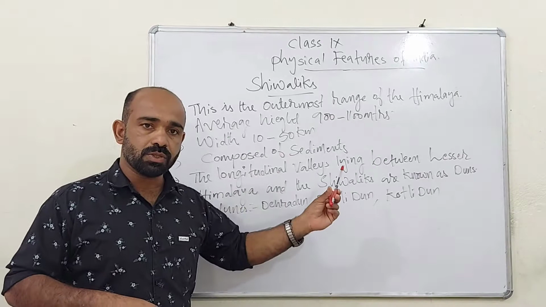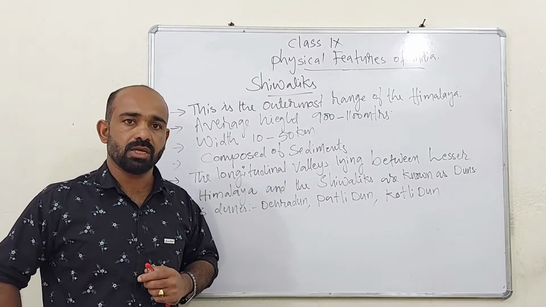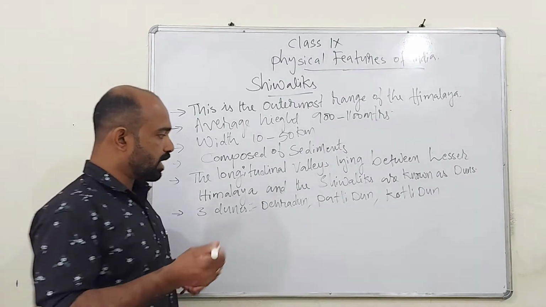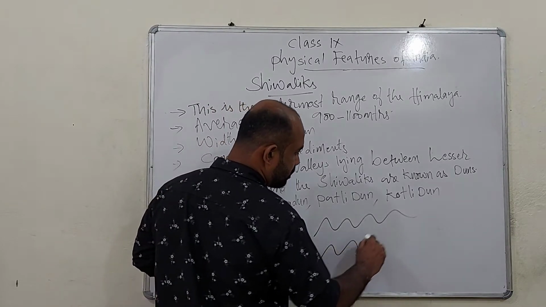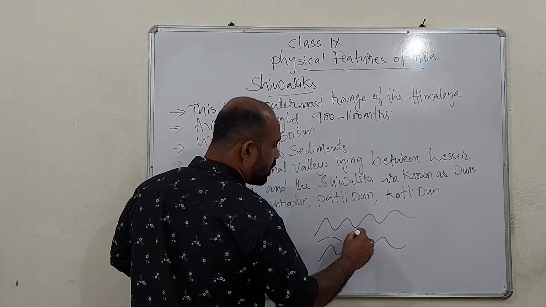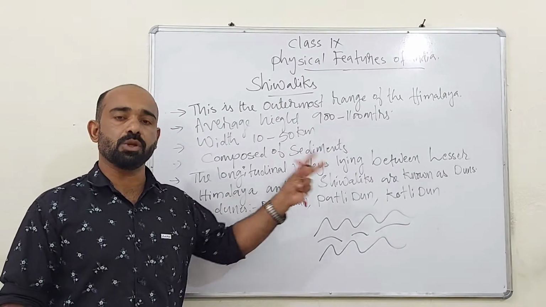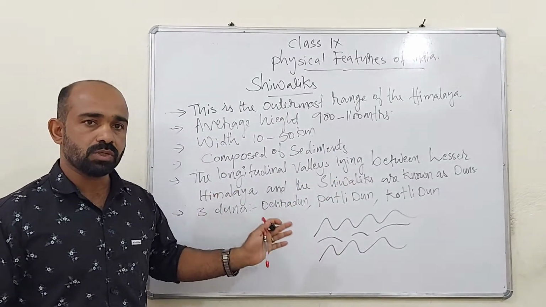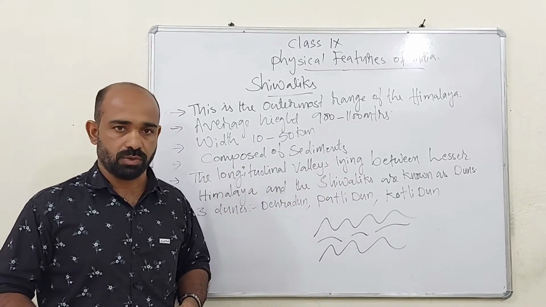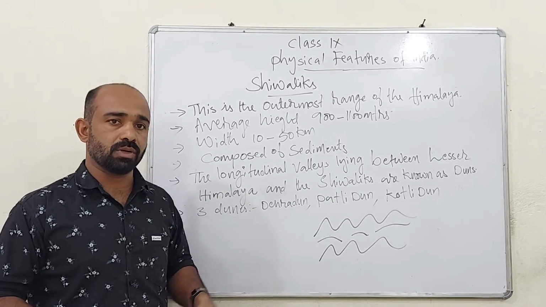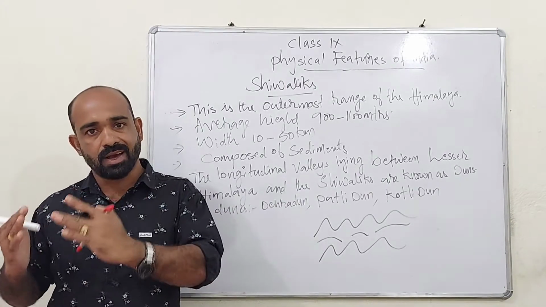And the longitudinal valleys between the Lesser Himalaya and Shivaliks, suppose this is the Lesser Himalaya and this is Shivaliks, are known as dunes. There are three main dunes: Dehradun, Patli Dune and Kotli Dune. These are the three main longitudinal valleys between the Lesser Himalaya and Shivaliks.